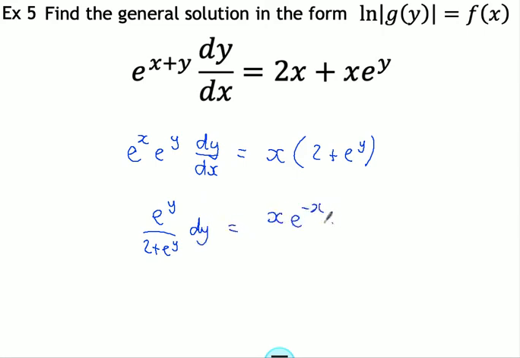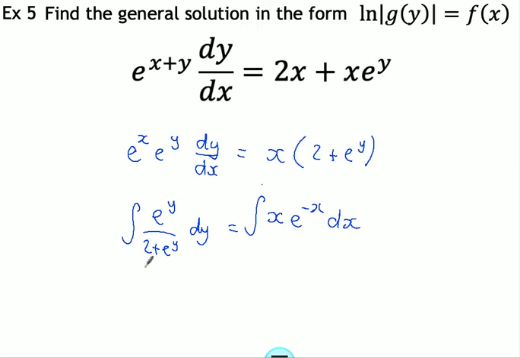I'm going to write it straight away as e to the negative x. Divide through by e to the x. It becomes e to the negative x. Right, okay, so what are we going to do here? Well, we have to integrate both sides. And this obviously becomes the trickiest bit the more complicated the function becomes. We've got a lot more to do here.